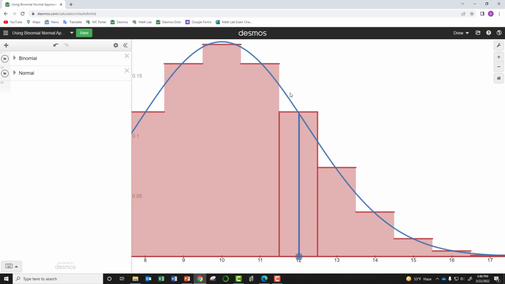So I'm going to use this blue curve to approximate this red shaded area in the vertical rectangle. It seems like the smart thing to do would be to extend the lower bound of my normal distribution out to the left just a little bit, and the upper bound of my normal distribution out to the right just a little bit.